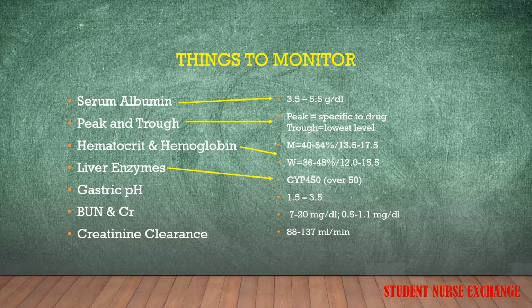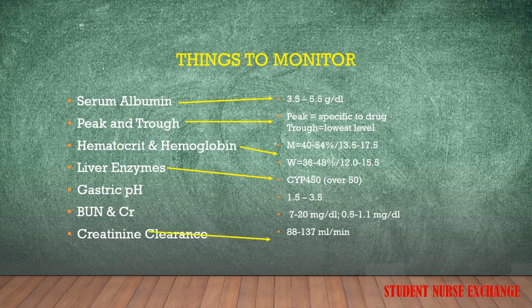Liver enzymes, remember we talked about the cytochrome P450, and there's over 50 enzymes in that system. We measure things like ALT, AST, liver enzymes, and certain medications can make liver enzymes go up. It's affecting the liver function, and they may not be as good of metabolizers.